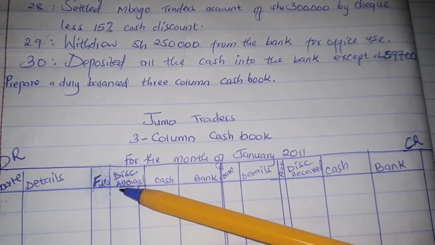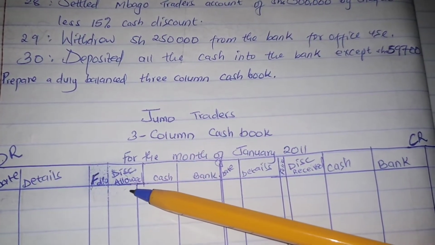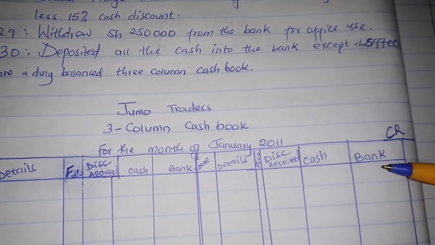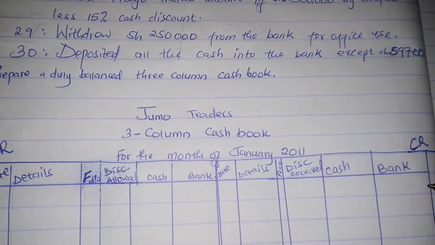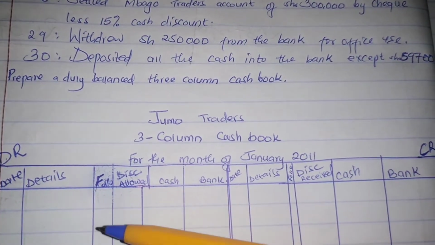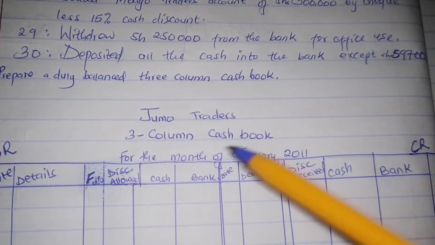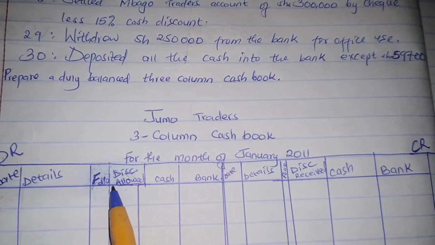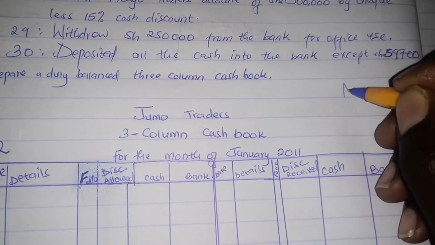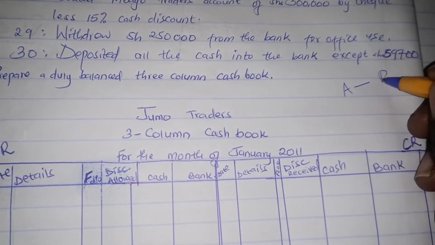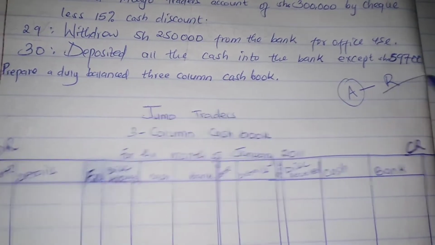Now learners, make sure that your money columns are in order: discount allowed, cash, bank, on the left hand side, and discount, cash, and bank on the right. Sometimes you get confused: do we have discount allowed on the debit side or the credit side? It's simple. We start with A, in our alphabets, then R.